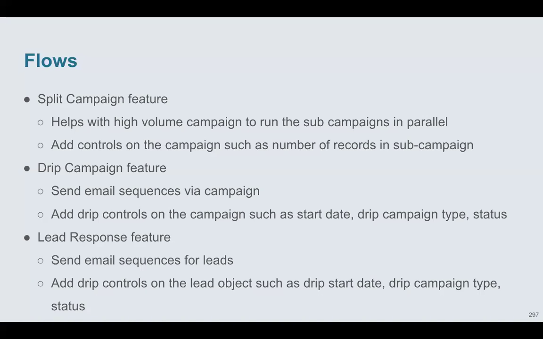Similarly, we came up with a lead response drip as well, something similar where the sequence can be defined. Again, it would be in the flow, what type of emails you want to send for a specific campaign, and the controls would be on the lead. If you really want to put a lead in a drip, you can get those controls in the lead object as well, and add the drip start date, drip campaign type, and the status.